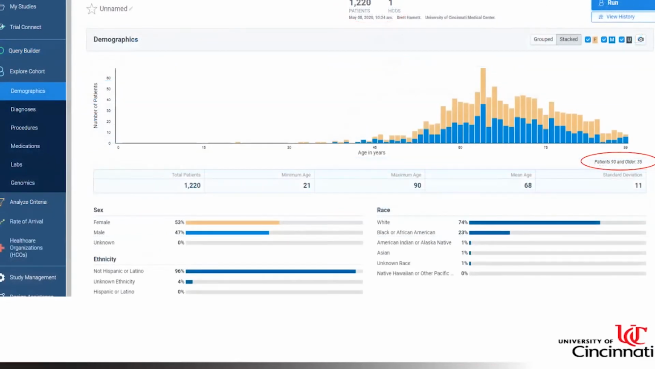Now we go to the next screen, which explores the cohort. What it does then is roll those 1,220 patients up into a cohort. And it gives you a quick overview of the demographics through a histogram. Notice here, patients over 90 are all grouped into one category per HIPAA regulations. And then we have some basic statistics on here and a breakdown of the demographics.